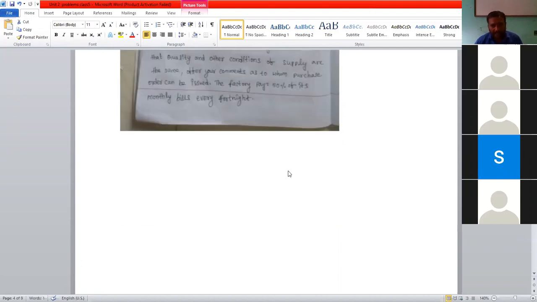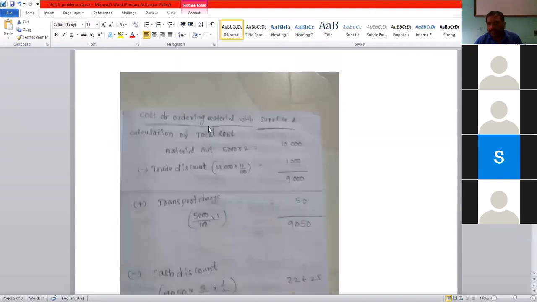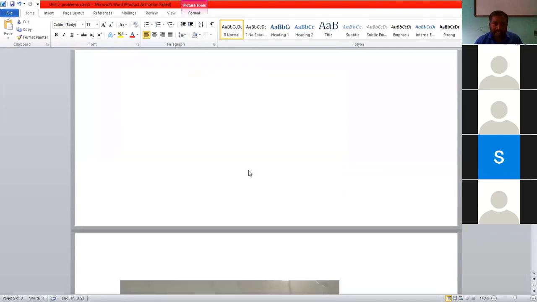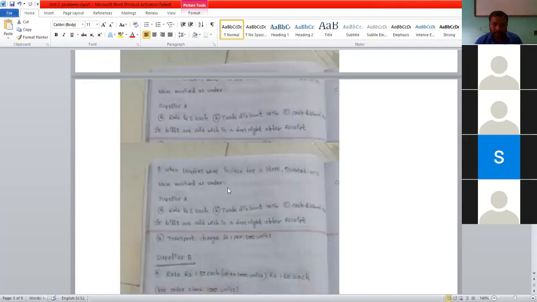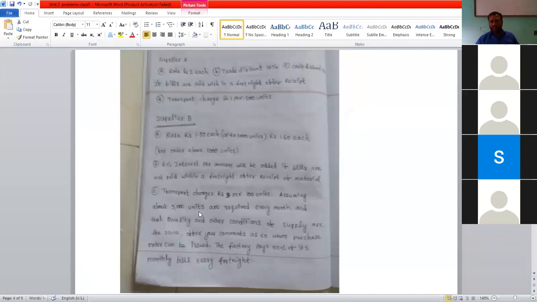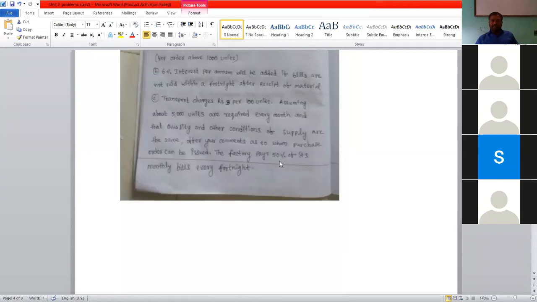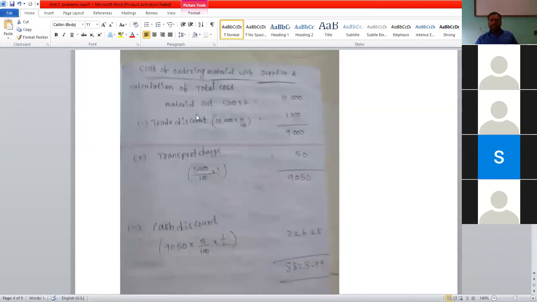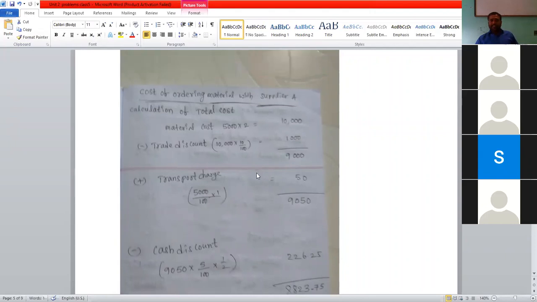And now look at here once. So cost of ordering material with the supplier A. So the calculation of the total cost, and just now I said, who are not having textbook, look at here once. They are going to purchase the 5,000 units, and the A would like to issue 2 rupees per each unit. So here 5,000 into 2 rupees, you're getting 10,000. And he would like to give the trade discount.